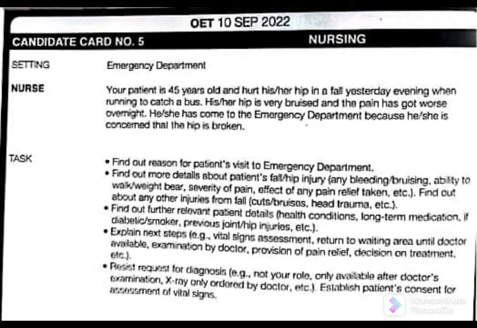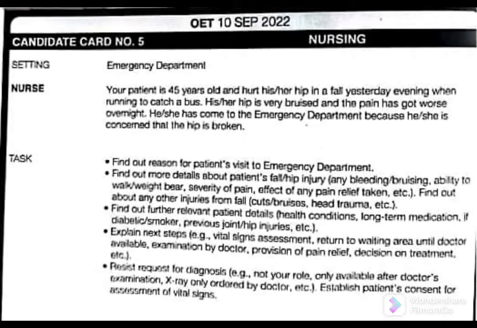So the first task is to find out the reason for the patient's visit to the emergency department. This is a common scenario. We can just start with a self introduction, and this is a morning scenario. So, good morning. My name is Rashmi Rajan, one of the registered nurses working in this emergency department. How may I address you and how can I help you today?